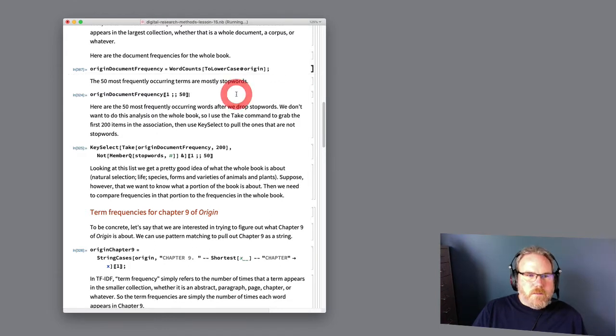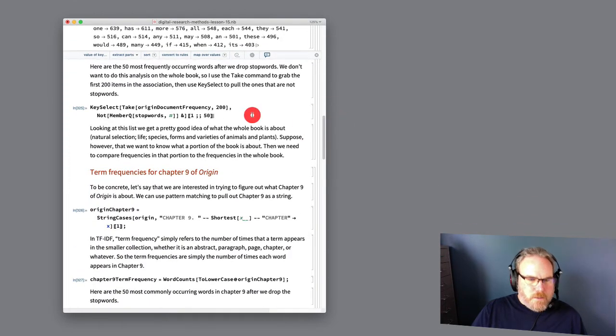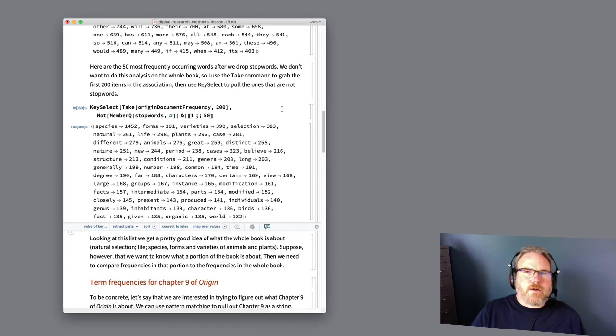And if we look at the 50 most frequently occurring terms, we see that they're largely stop words: the, of, and, in, and so on. But notice species here. This is not at all a stop word, and it is in fact what this book is about. So that's very important. After we drop the stop words, we have the 50 most frequently occurring words: species, forms, varieties, selection, natural, life, plants, and so on. These words tell us a lot about what Origin of Species is about, in the sense that we can understand what the whole book is about, but we really want to be able to focus in and understand what parts of the book are about relative to the whole.